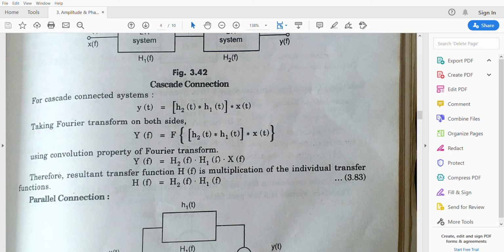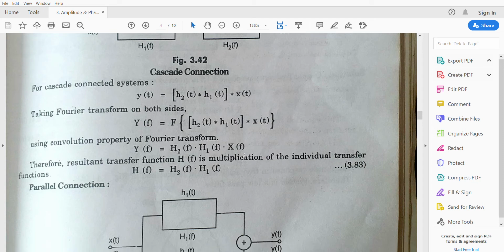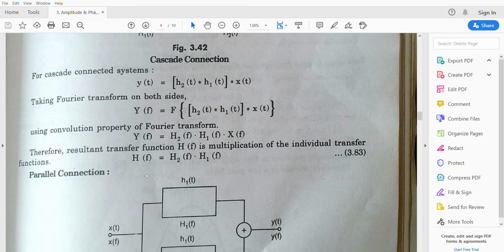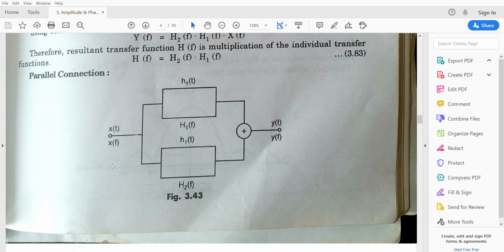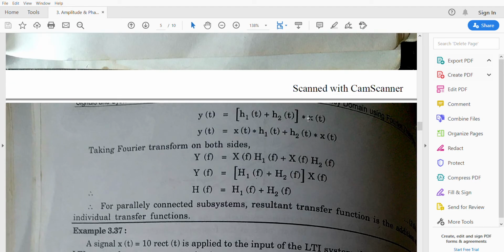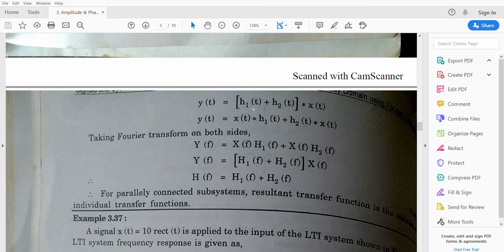H2(f) multiplied with H1(f) multiplied with X(f). Correct. With the help of this, we can say H2(f) multiplied by H1(f) is nothing but H(f). In the same way, for the parallel connection, we already know that if two systems are in parallel, we perform the addition. So after solving this bracket, we get x of t convolved with h1 of t plus h2 of t convolved with x of t, and again we can apply the convolution property, and in place of convolution we do multiplication in the frequency domain.